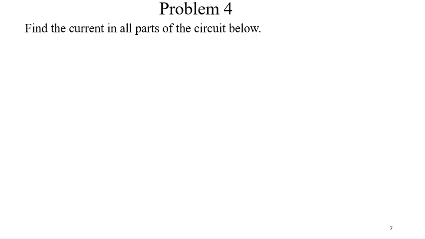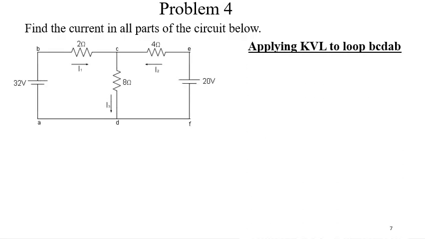Our last problem on this video series, we have problem 4. With problem 4, they said we should find the currents in all parts of the circuit. So what do they mean? This means we should find all the currents in this circuit. So we should find I1, I2, I3. To find I1, I2, I3, we'll have to perform KVL and KCL.